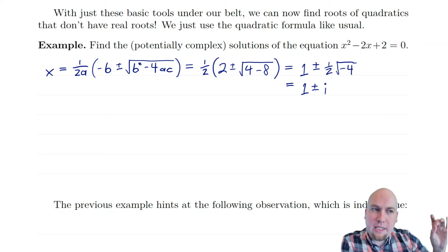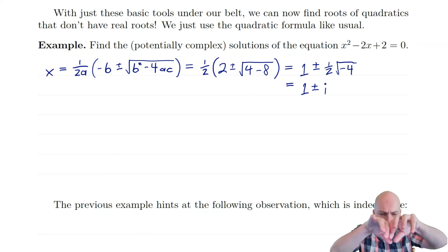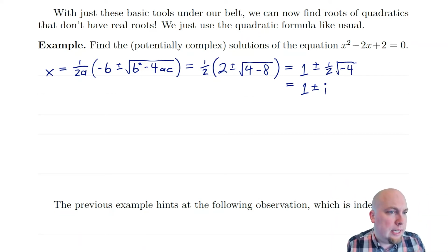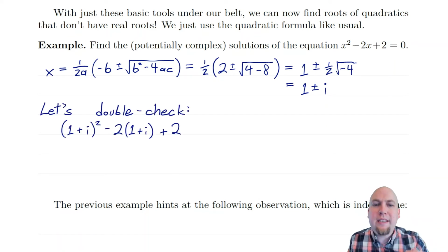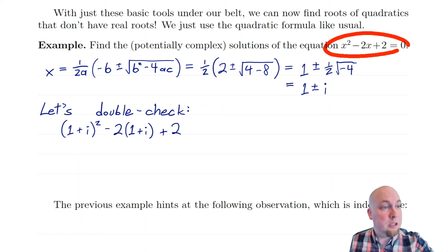I'm claiming that those are two roots of this polynomial, but really what does that mean? We really can't picture that on a graph or anything like that. What does it mean for 1 plus i and 1 minus i to be roots of this polynomial? Well, one thing it means is that if I plug these numbers into this polynomial, I'm going to get 0. So let's check that.